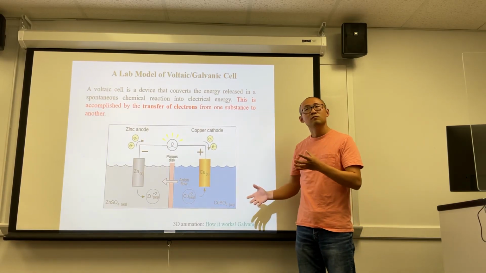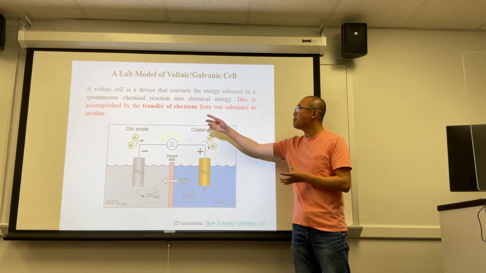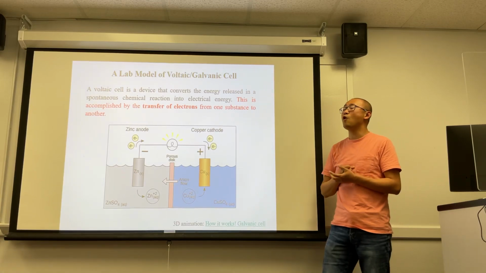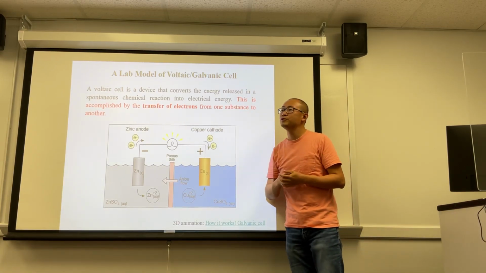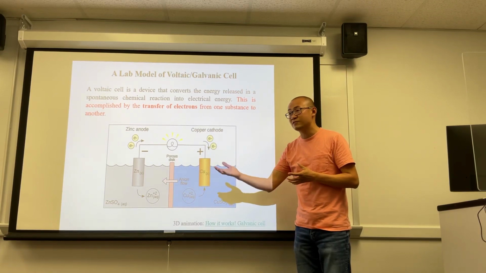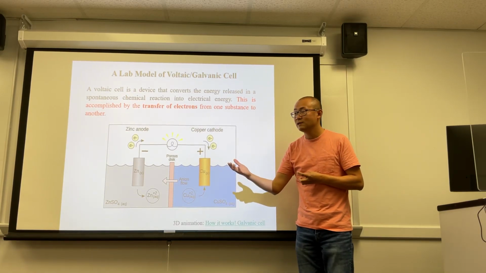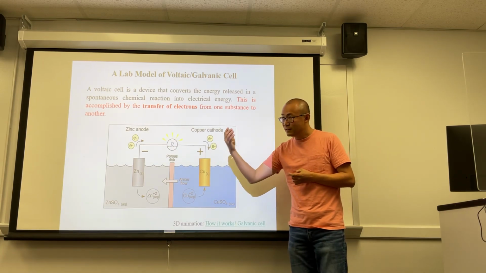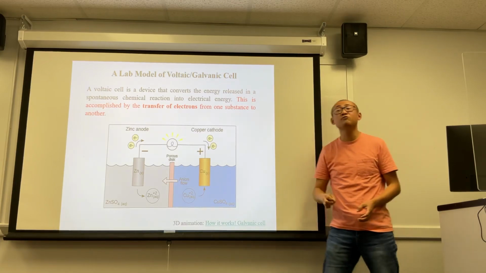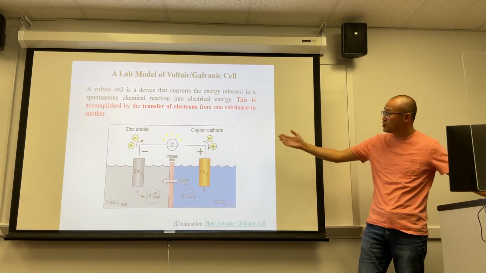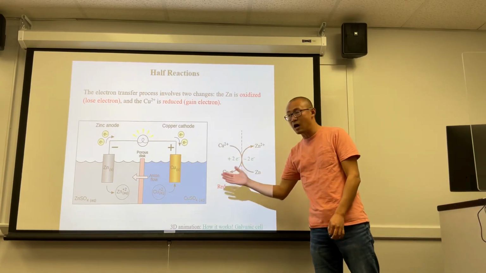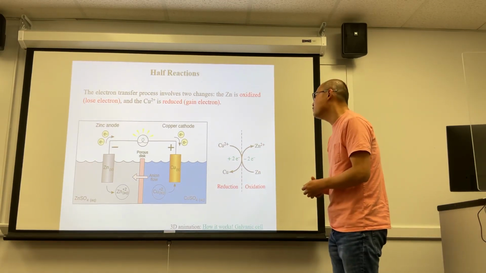Now, when we talk about the transfer of electrons, it actually involves two sub-steps. What is transfer? Transfer means what? Somebody gives and somebody what? Takes. So you're actually talking about two separate processes if you want to achieve the transfer of electrons between zinc and copper in this lab scale voltaic cell.